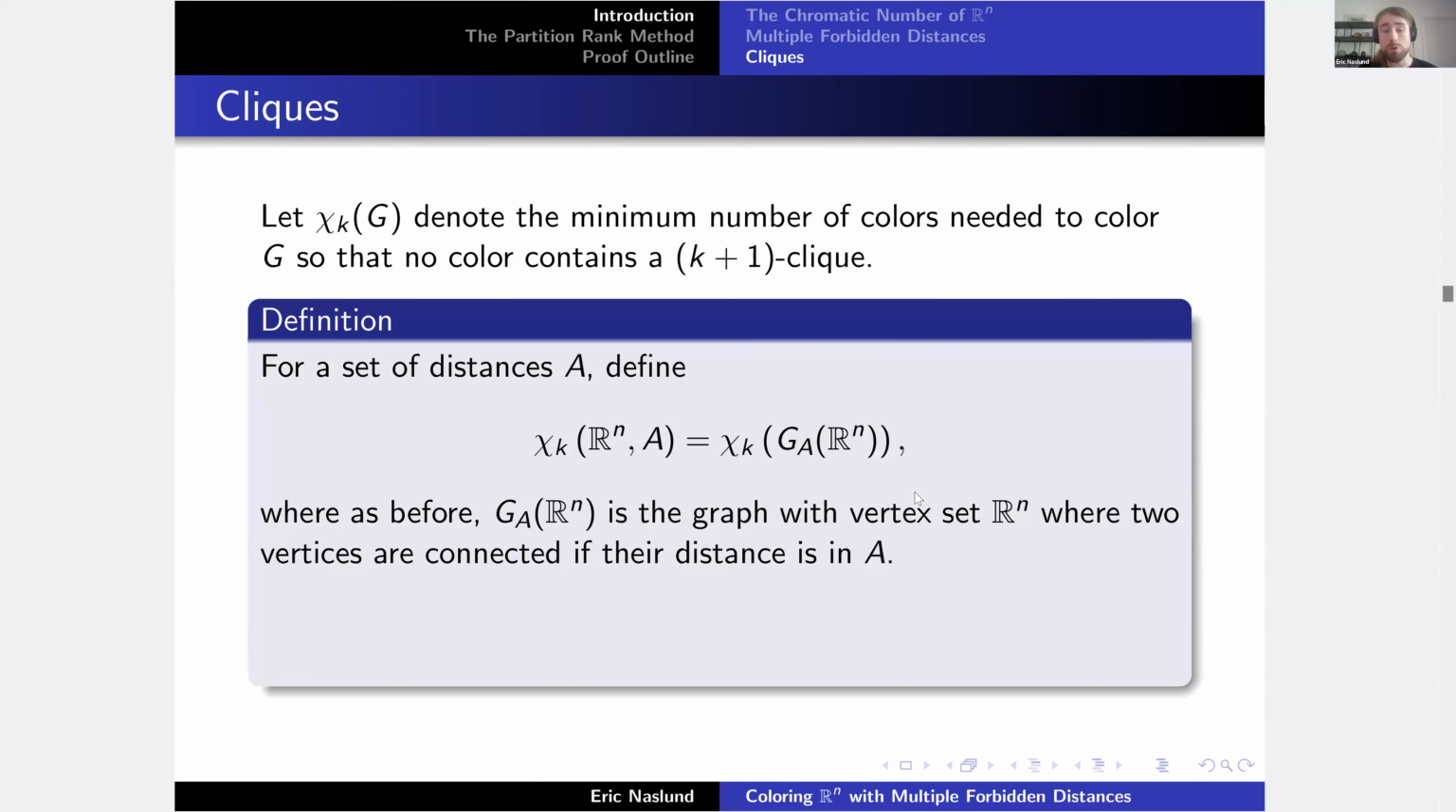As before, we'll define chi sub k of Rn for a distance set A as just chi sub k of that graph G_A of Rn. Whereas before, G_A of Rn is the graph with vertex set Rn, where two vertices are connected if their distance is in our distance set A. And we'll put a bar on top to denote that it's the maximum over all possible sets of size m.